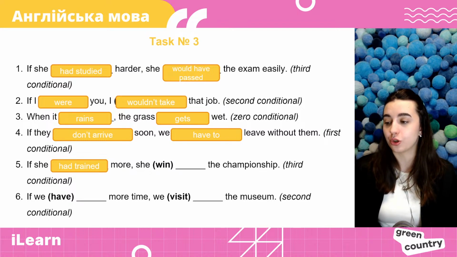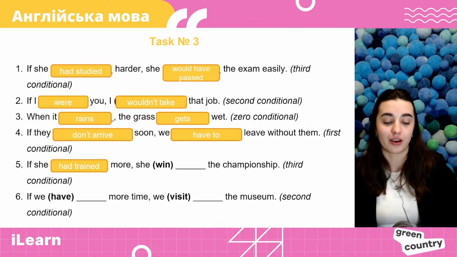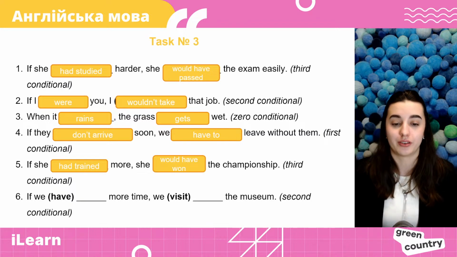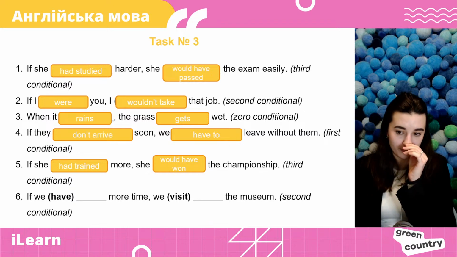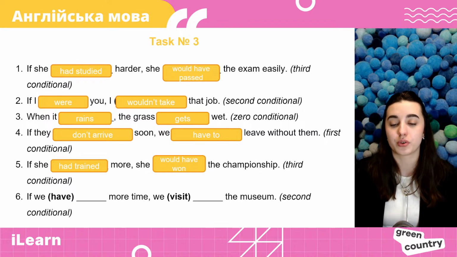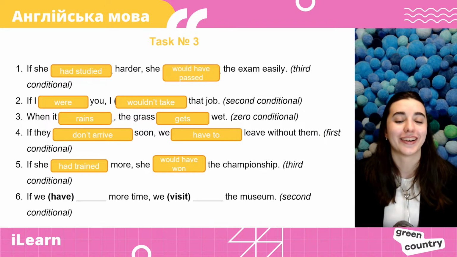Would have win or would have won? I think it would have won the championship. Okay, number 6. If we have more time, we visit the museum. Okay, Ira, thank you for your answer.